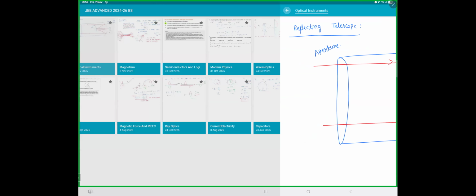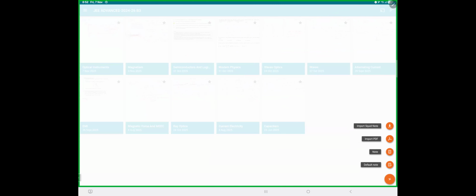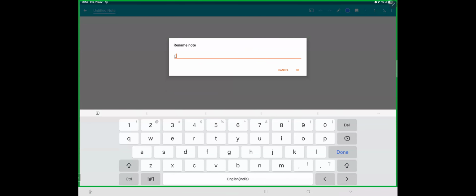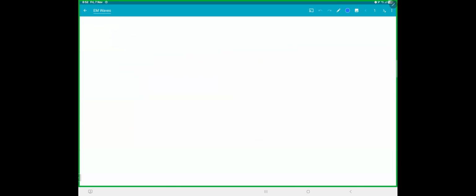Next part, EM waves. This is another important thing. You get a lot of questions on this. EM waves, or the electromagnetic waves. So listen carefully. In this again we have three parts: EM waves, the second thing is Maxwell equations, and the third thing is polarization.